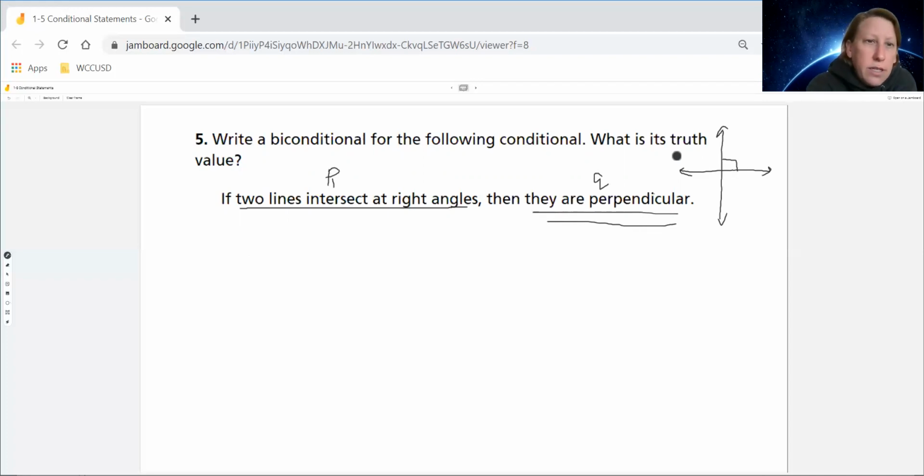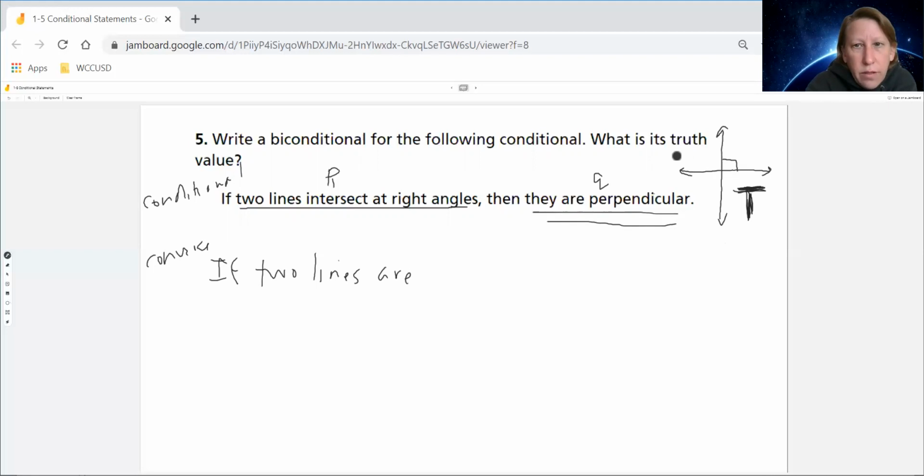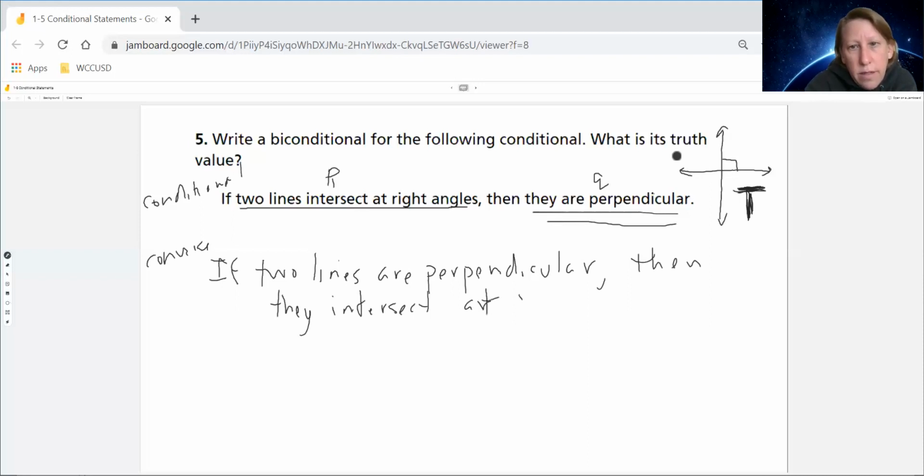Okay, so that's the conditional, that's the original. And we are saying that that's true. I can't think of a situation where two lines would intersect at right angles and they wouldn't be perpendicular. And we're going to test the converse. So we're going to write if two lines are perpendicular, then they intersect at right angles.